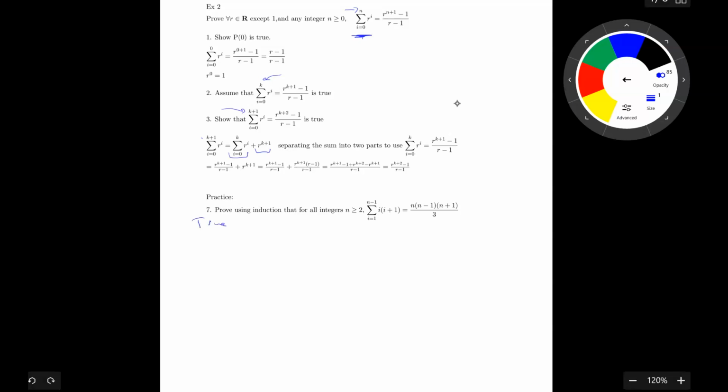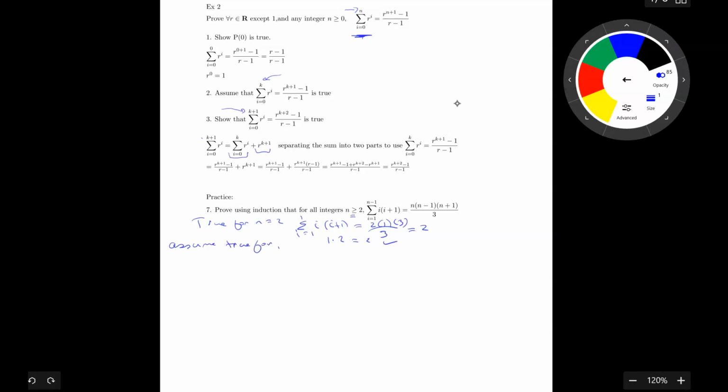So let's, again, always start with true for n equal 2, because that's the first number, right? So i equal 1 up to 2 minus 1, so that's the sum from 1 to 1 of i times i plus 1, and then I'm putting in 1 over here. I'm putting in 2 over here, so I have 2 times 2 minus 1 is 1, and 2 plus 1 is 3, all over 3. So this gives me 6 divided by 3, so that's 2. And over here I have 1 times 1 plus 1, so 1 times 2, equals 2. Okay, good.